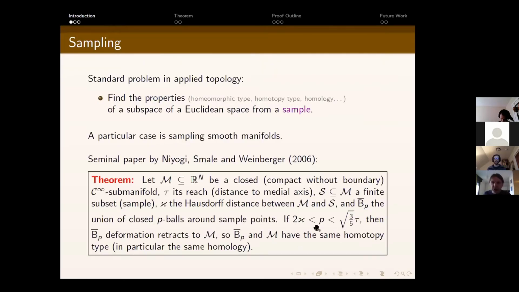And then if you recall this condition here, if you just divide it by the reach, by tau, and by this 2, you get the condition that kappa divided by tau has to be less than this number divided by 2, and such a p will exist. So an increase of the sample points to balls will exist in such a way that you recover the homotopy type of the manifold precisely when kappa divided by tau is less than this number here divided by 2.